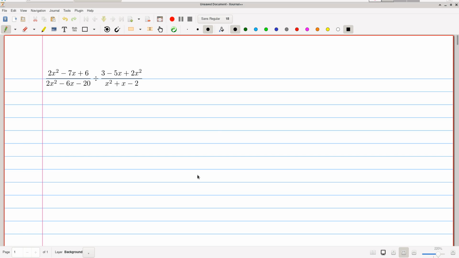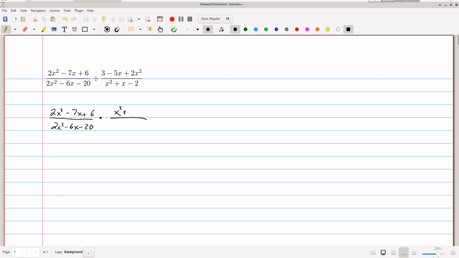Divide and simplify. I'm going to rewrite this problem first as 2x squared minus 7x plus 6 over 2x squared minus 6x minus 20. And I'm going to rewrite this as multiplying by the reciprocal. So times the reciprocal of this fraction.